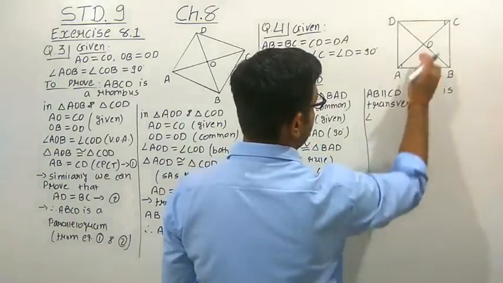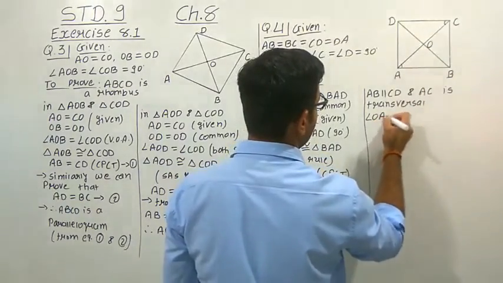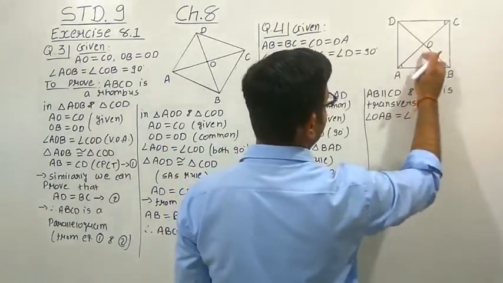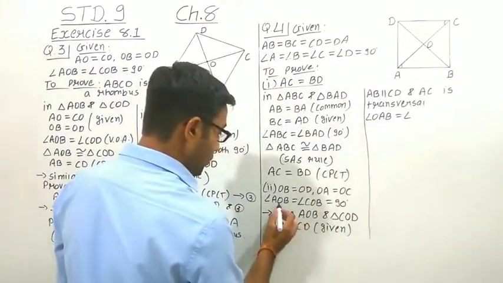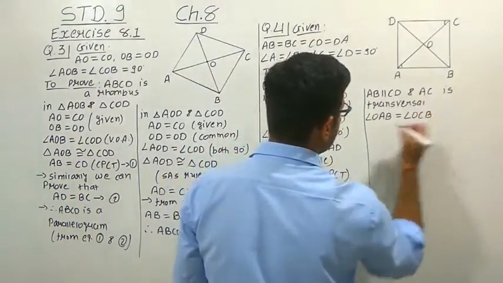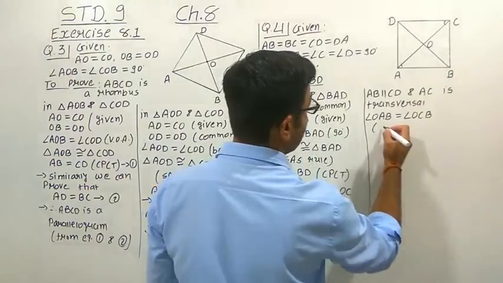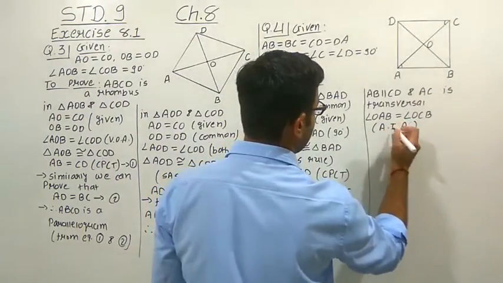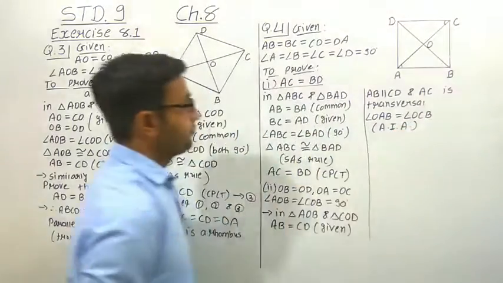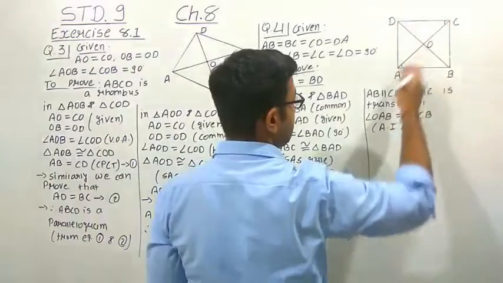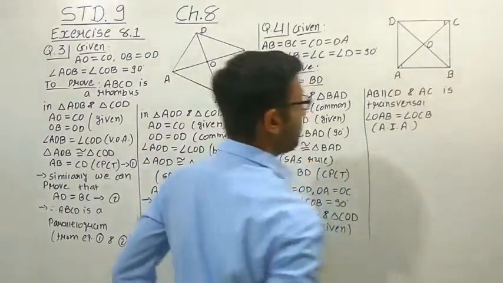So we can write down that angle OAB is equal to angle OCD. These two angles are equal according to the alternate interior angle property. AB and CD are parallel, AC is the transversal, so these two angles will become equal.